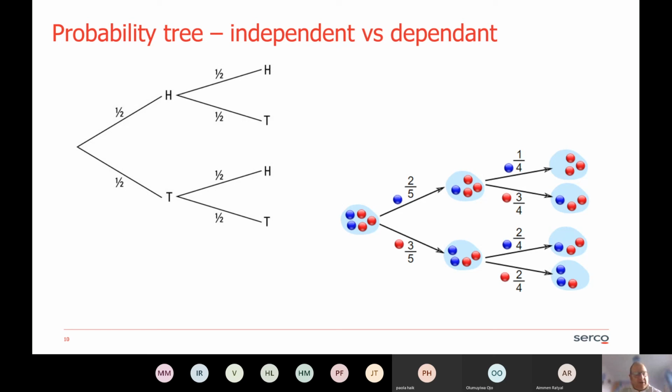So when you do come to practice, understand there is a difference between independent and dependent. The first one's independent because it doesn't matter what you got first time, you've still got the same probability of getting head or tail second time. The second one is dependent because we've taken a ball out, so that affects our future numbers. But probability for each of them is still the chance of something, of how you can do something, over the total number of possibilities. And that's probability.